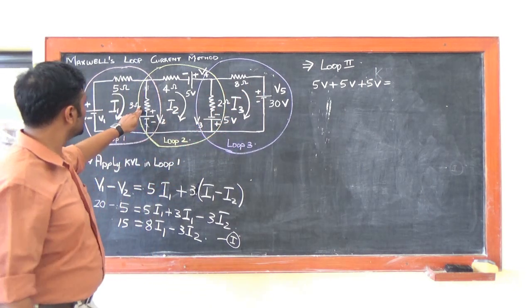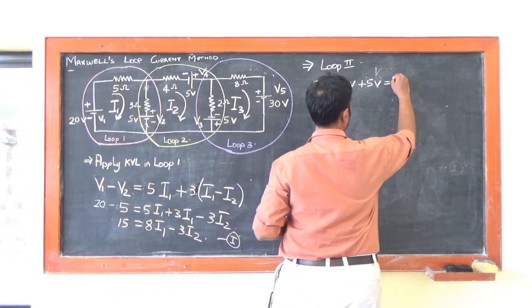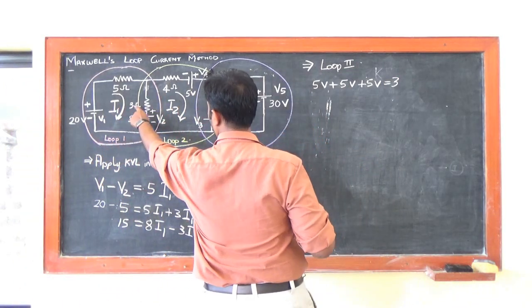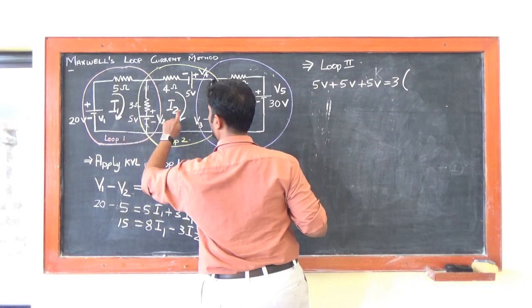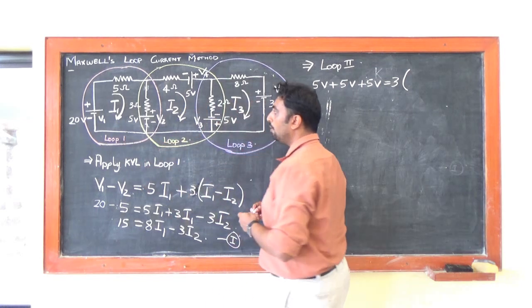Again, find out the drops. So first drop will be this 3 ohms. So 3 into combination of what? I1 and I2. One more important rule.